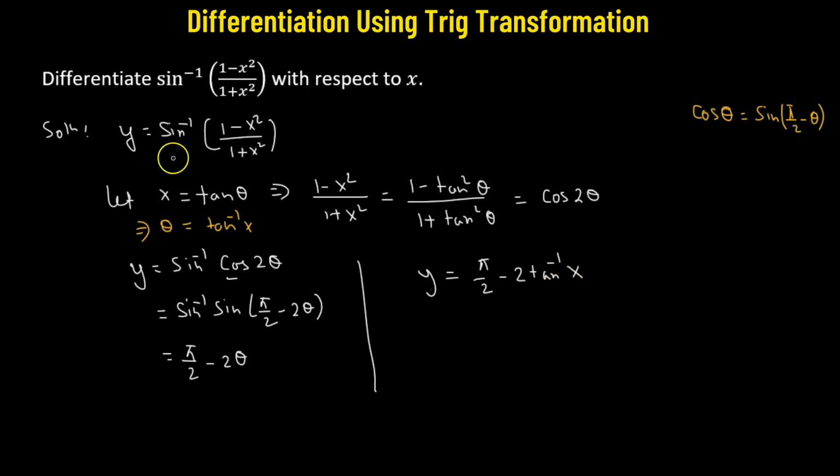So that means the simplified form of sine inverse of (1 minus x squared) over (1 plus x squared) will be pi over 2 minus 2 times tangent inverse of x when we make this transformation x equals tangent of theta. Now we'll take the derivative on both sides with respect to x. The derivative of pi over 2, which is a constant, will be 0, and the derivative of negative 2 tan inverse x will be negative 2 over 1 plus x squared. So therefore, the derivative of sine inverse of (1 minus x squared) divided by (1 plus x squared) with respect to x will be equal to negative 2 divided by 1 plus x squared. Now let's move on to the final problem.